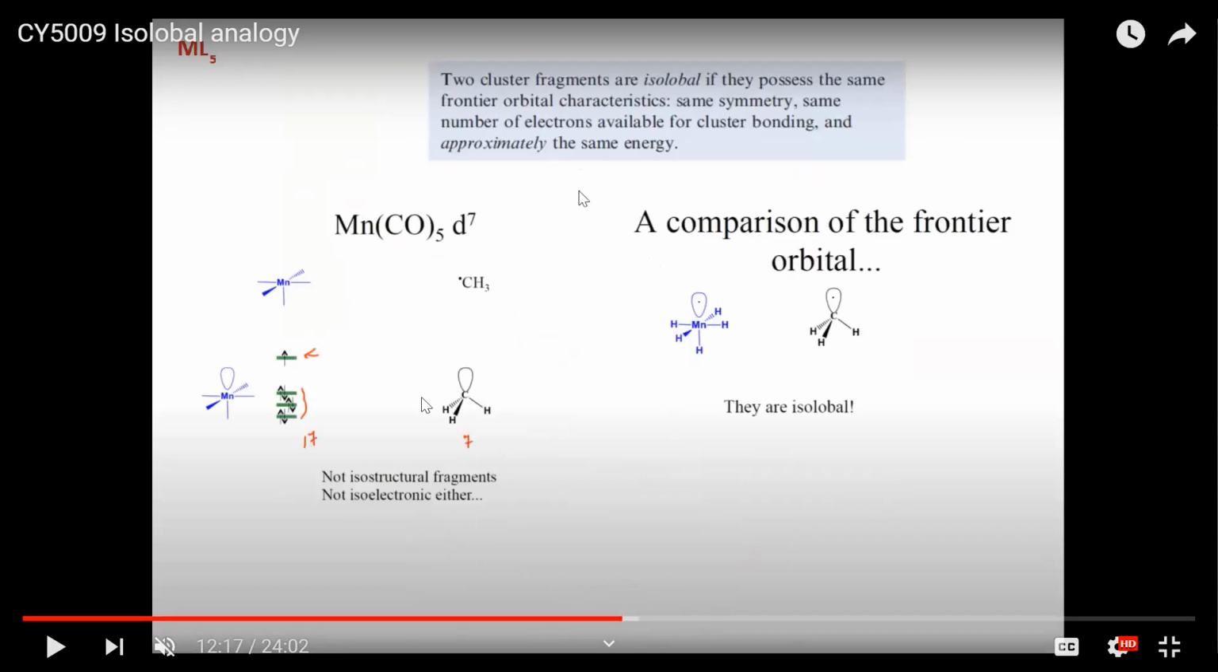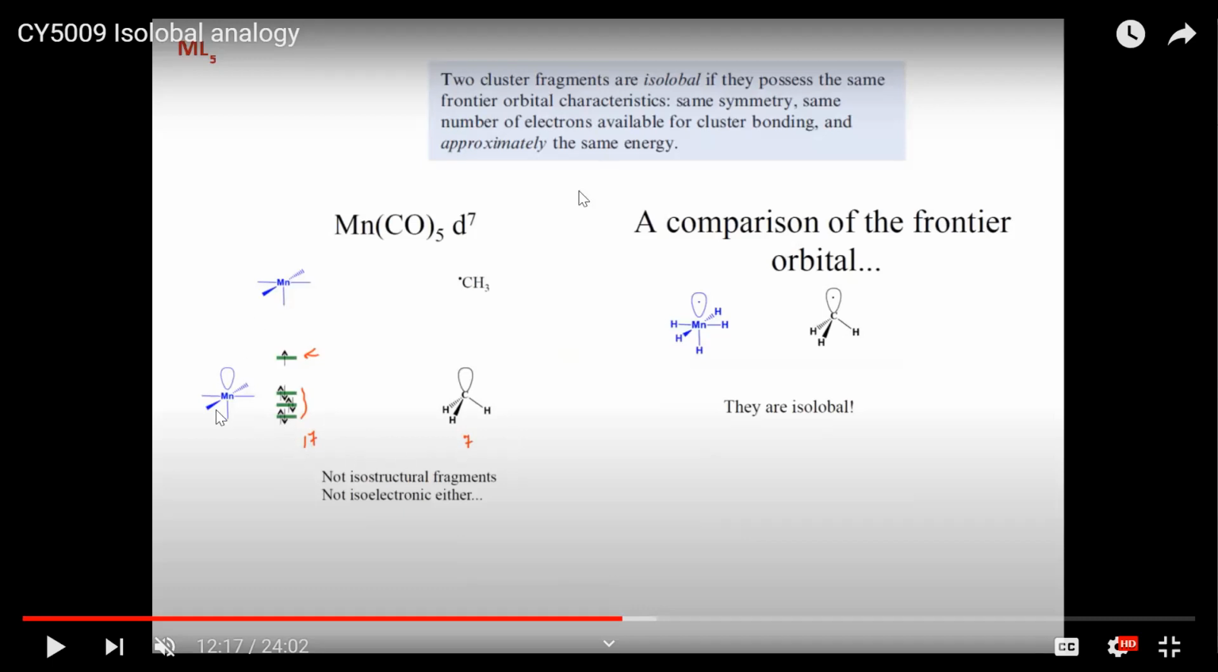Yeah. So in this, they are basically comparing it with the frontier molecular orbitals of the MnCO5 d7 system, where you have the 3 t2g set, and this is 1 orbital which does not participate in bonding, therefore remaining as non-bonding. Now this is compared to that of a methyl radical, which has got an isolobal orbital.